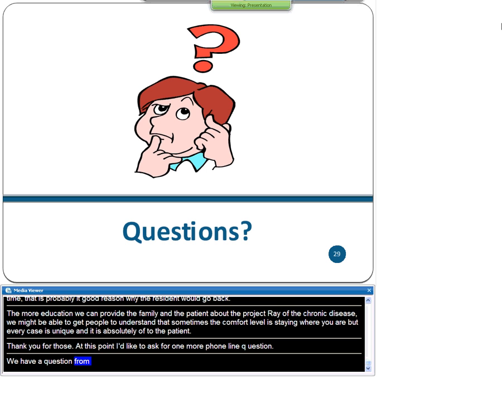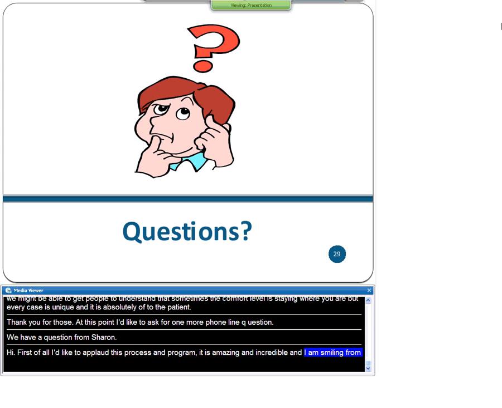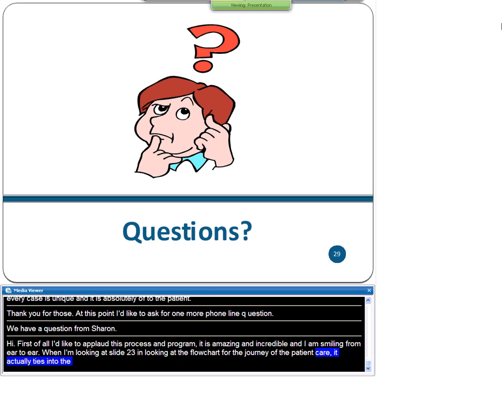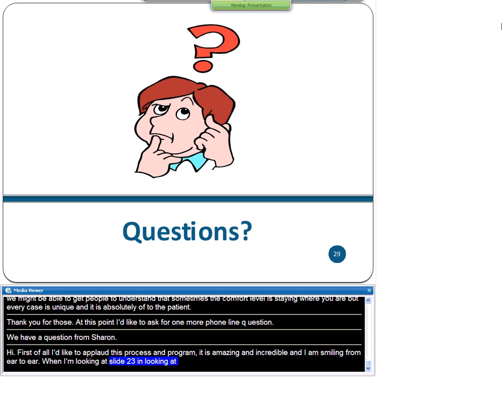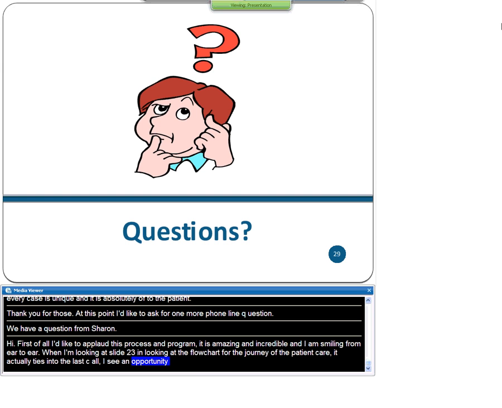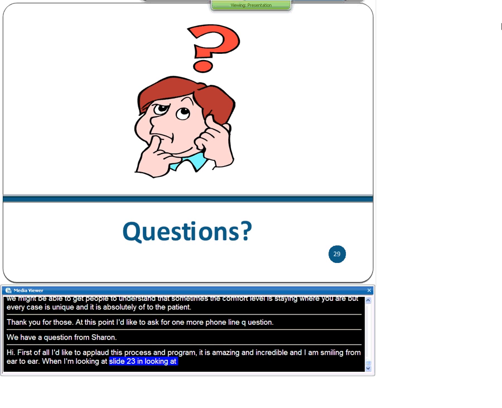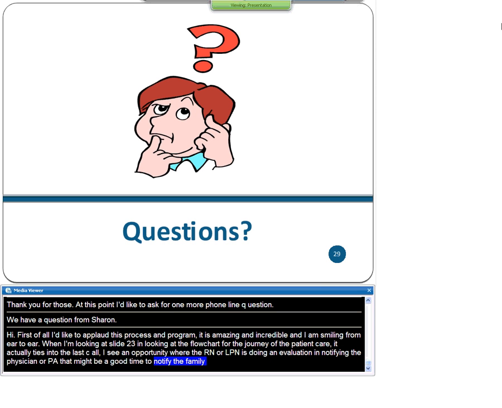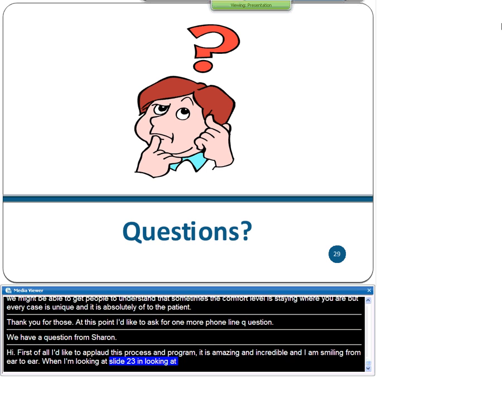Good. Second, when I'm looking at slide 23 and the flow chart for the journey of the patient care, it actually ties into the last call. I see an opportunity where the RN or LPN is doing an evaluation and notifying the physician or PA, but it may be a good time to notify the family of a change. Because I feel when they come to the emergency room in acute care, that's sometimes when the family is arriving and finding out what's going on, and often they don't want acute care. And the patient's already here.